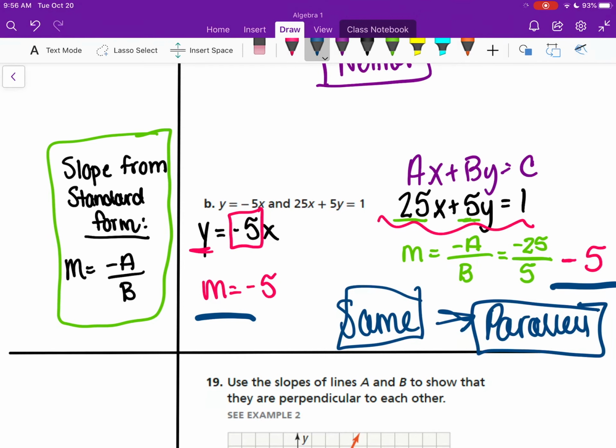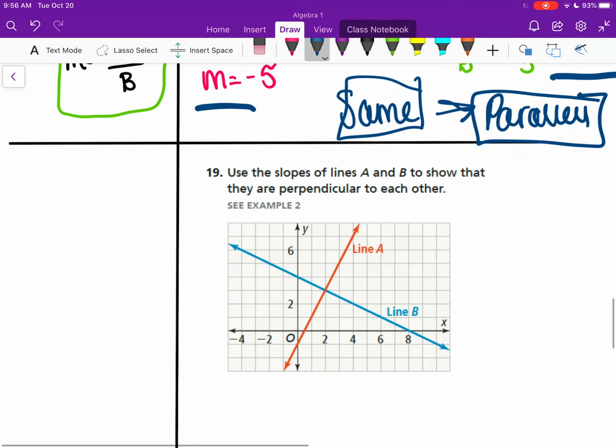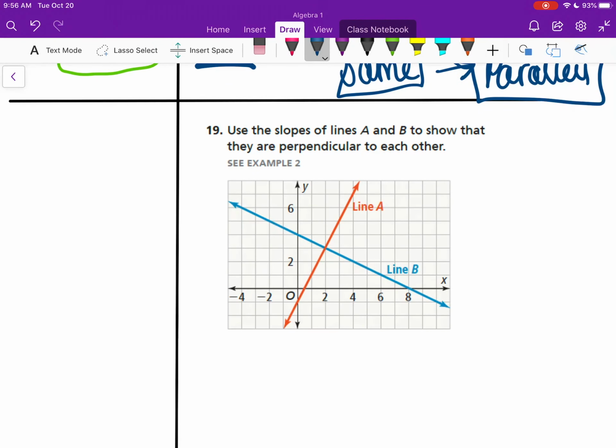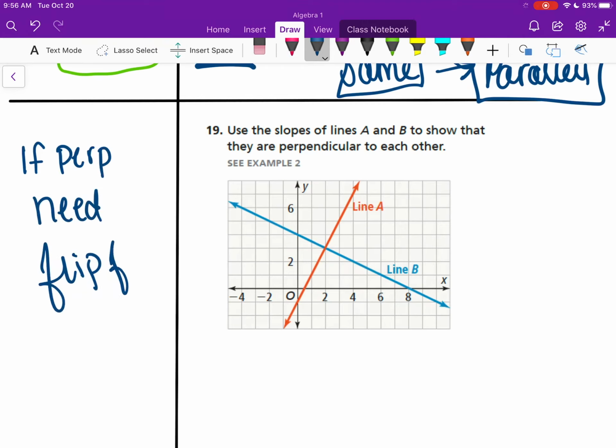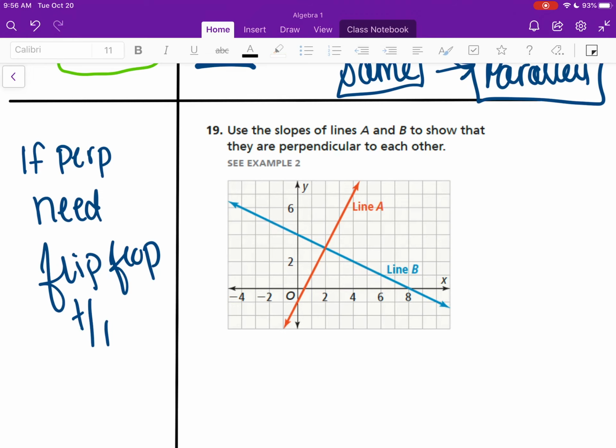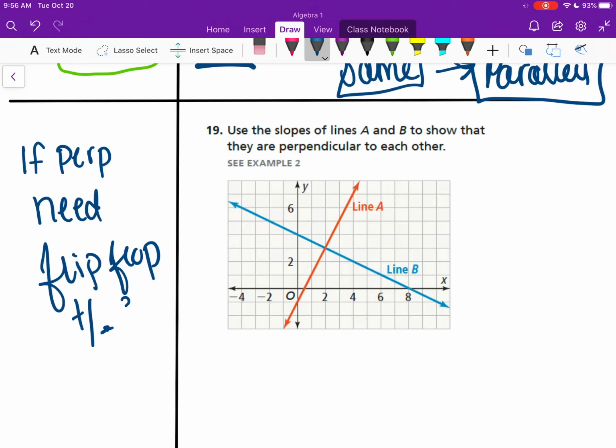All right, very last example is in your practice and problem solving, and it actually gives you two lines on number 19, and it says use the slope of the lines A and B to show that they are perpendicular to each other, which is telling us that they need to be perpendicular. So if perpendicular, we need a flip-flop, which means opposite sign and a flopped fraction, like 3/2 becomes 2/3. So let's check it out. Let's calculate the slope of these lines.